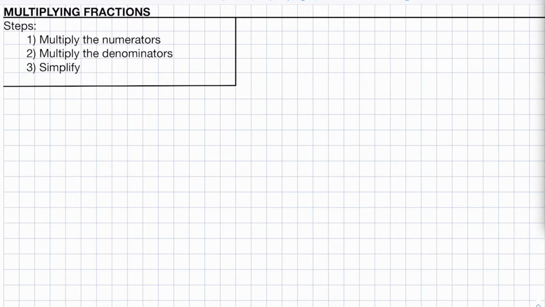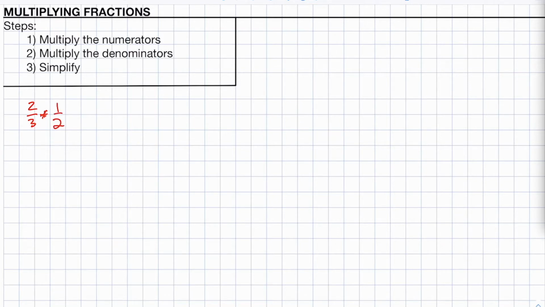Number one, multiply the numerators. Number two, multiply the denominators. Number three, simplify. So we're going to look at a couple examples of that. Okay, so let's say for our first example, if I had something like 2/3 times 1/2.